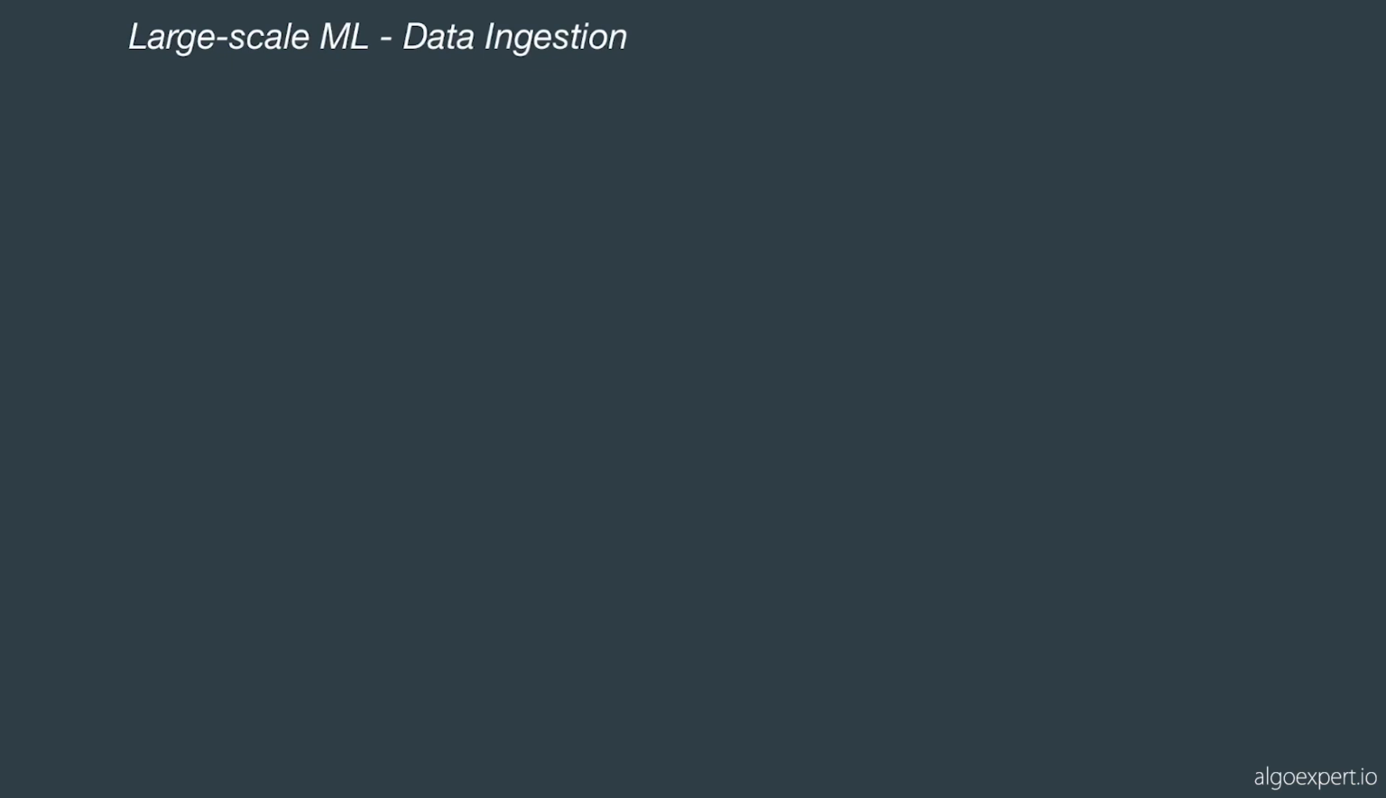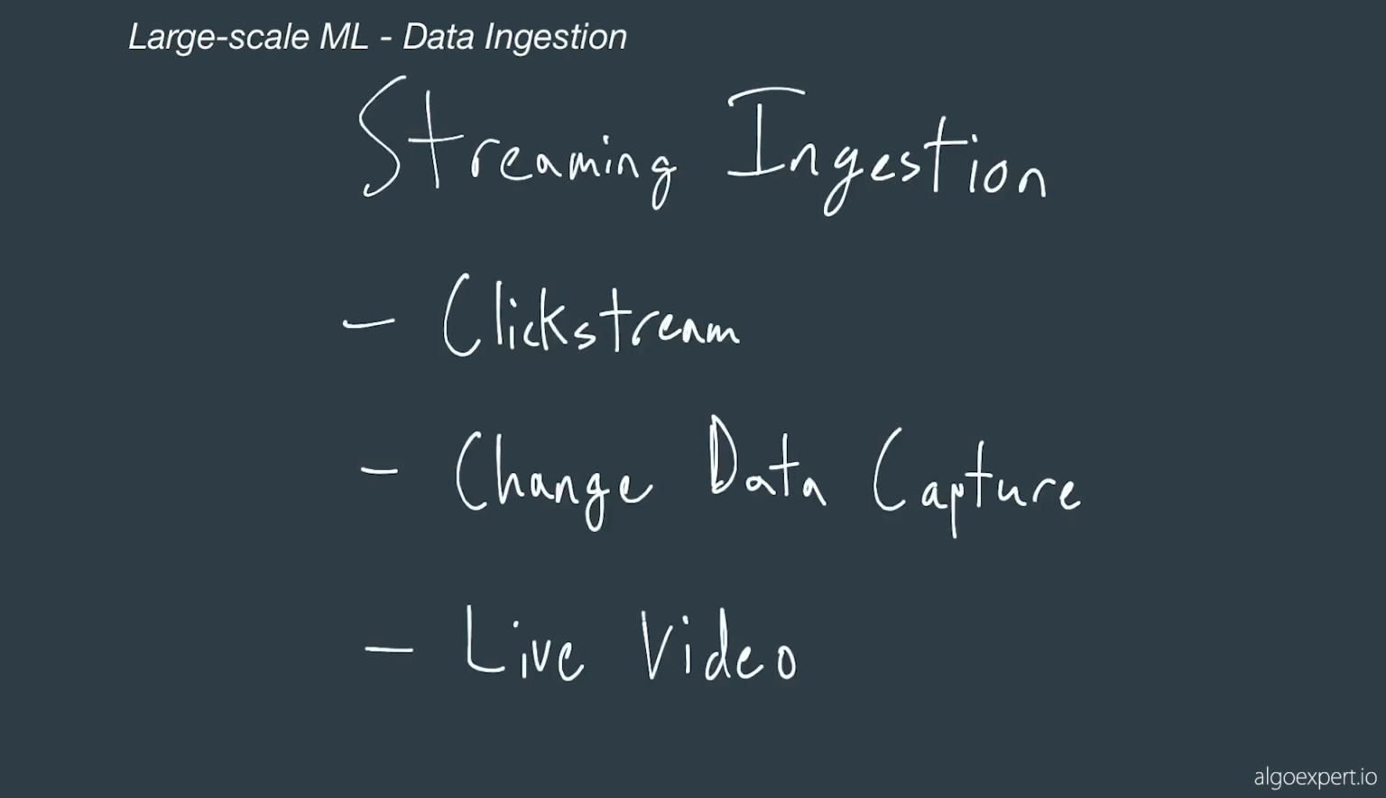In general, when we create these large-scale machine learning systems, we're going to have some form of ingestion. What this means is we want to get data into our system so that we can do some sort of analysis on it and eventually use that data to run machine learning algorithms. So the first area that we're going to cover is something called streaming ingestion. Streaming ingestion usually involves things like clickstreams, change data captures, and live video feeds.